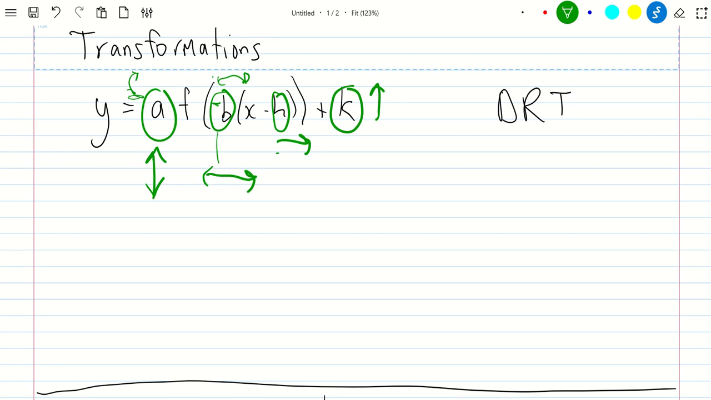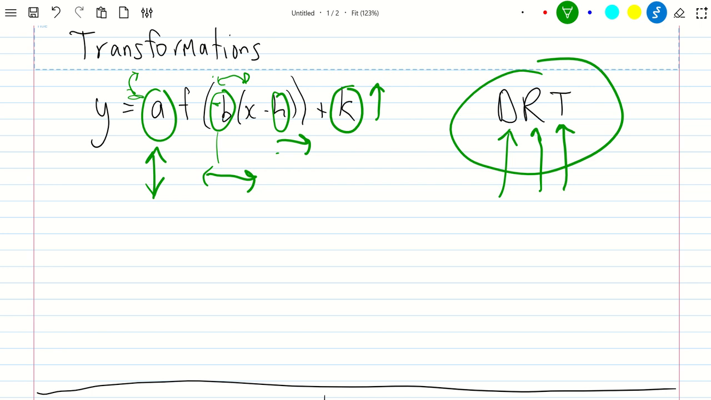Just one last thing before I do an example of this is the order that we write things in is actually really important. And I always think of DIRT. So dilations first, reflections second, and translations last. The first two actually don't matter. It doesn't matter whether dilations or reflections are first. It doesn't actually affect anything to do with the graph, but translations must be last.